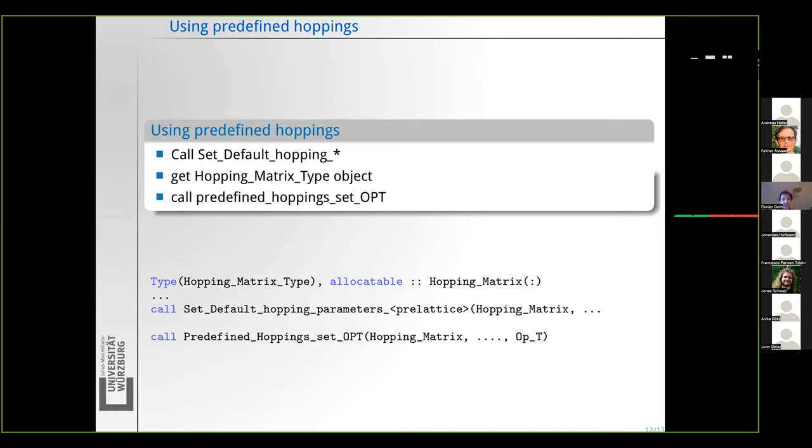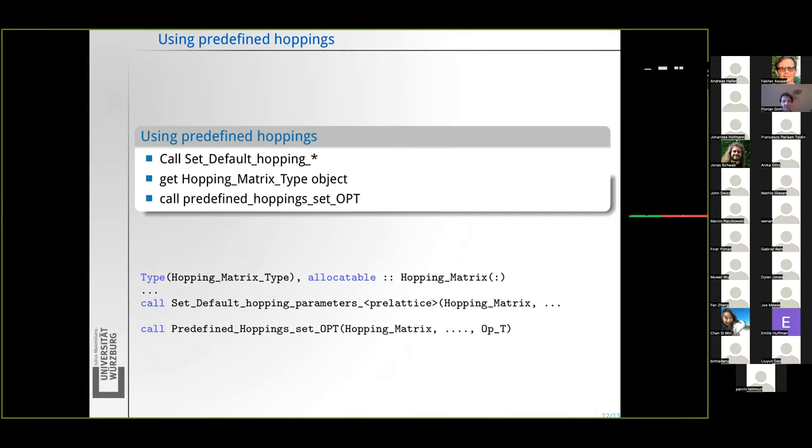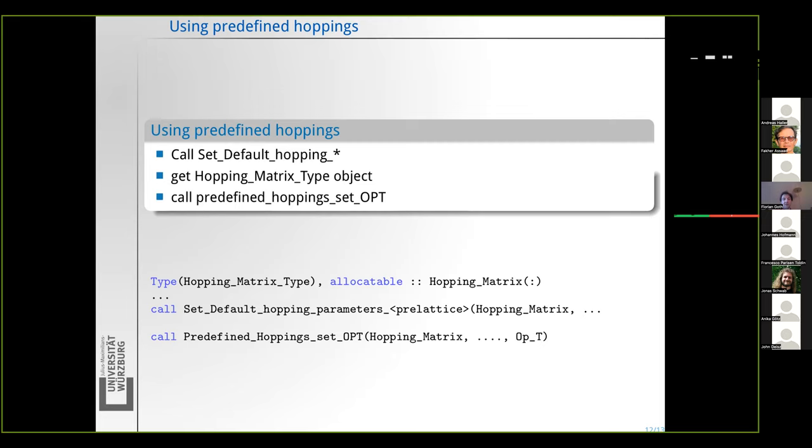So how would you use them, actually, if you want to use them? You would utilize the predefined hoppings. There is the so-called hopping matrix type, which carries all the information that you can specify for the most generic hopping part. And then you call this set default hopping parameters as kind of a placeholder for the lattice that you require. And if you have that, the data structures of the hopping matrix are specified.